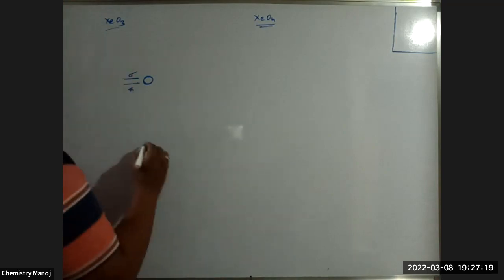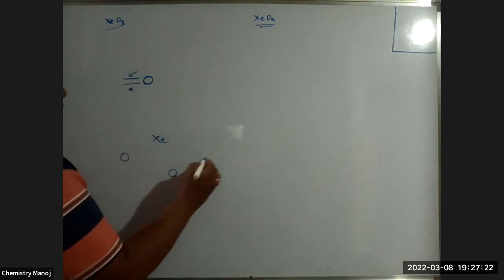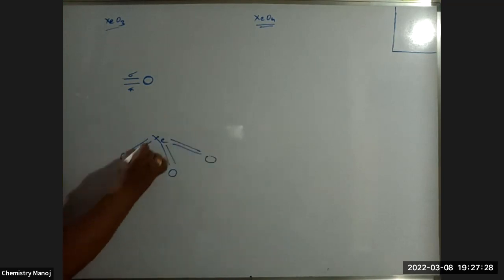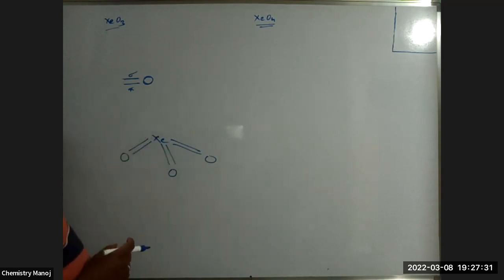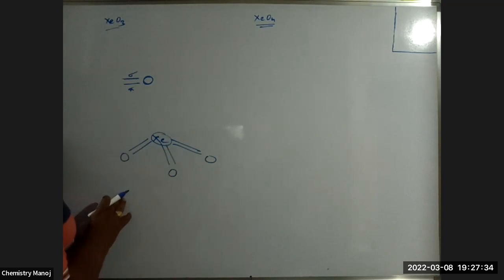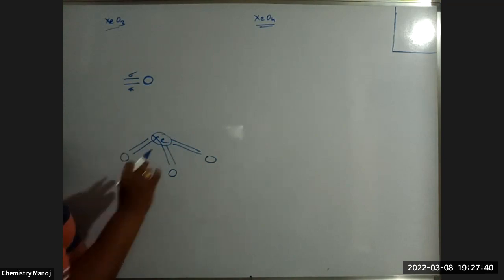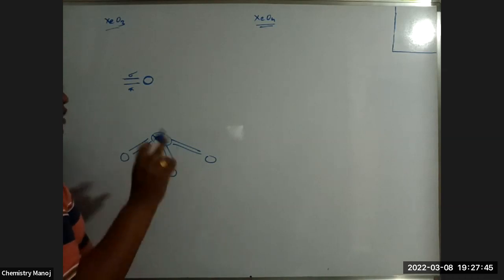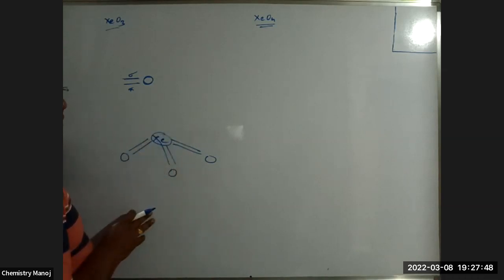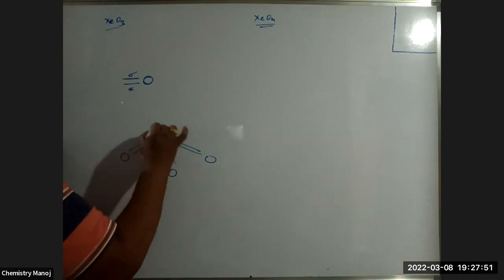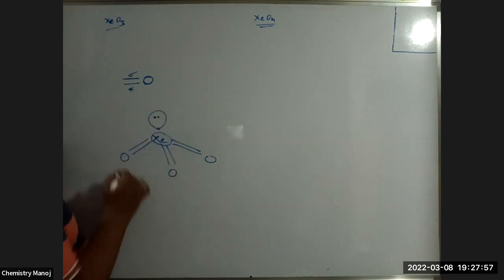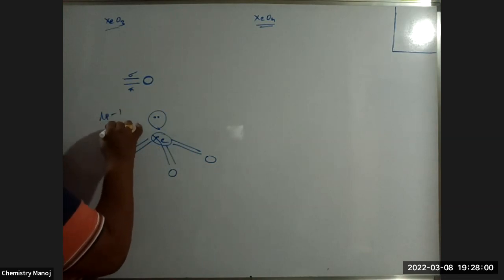For example, XeO3 is xenon with three oxygens. That means three double bonds should be there. That means xenon can form a total of 6 bonds, which is possible in the third excited state. In the third excited state, there is 1 lone pair and 6 bond pairs.